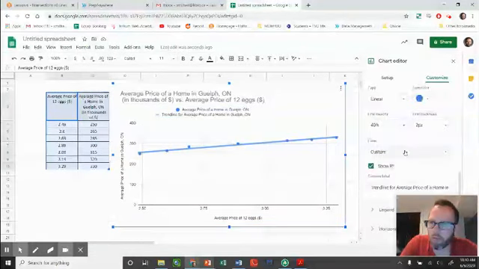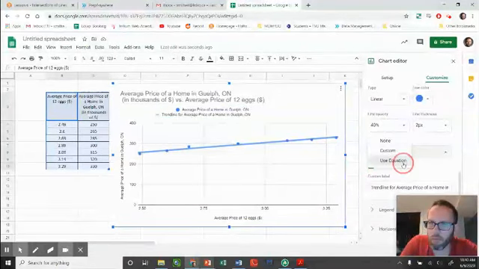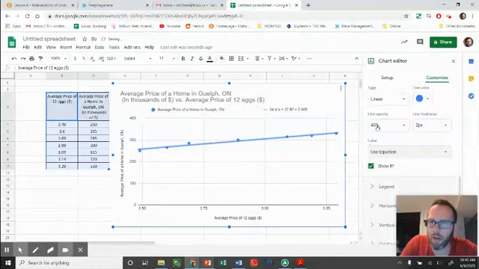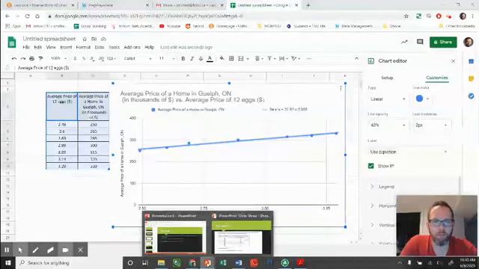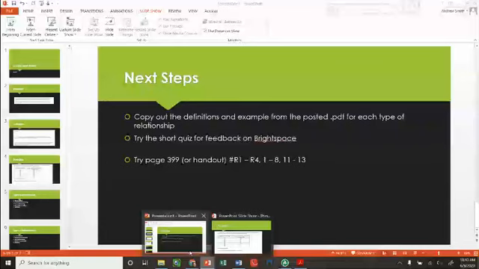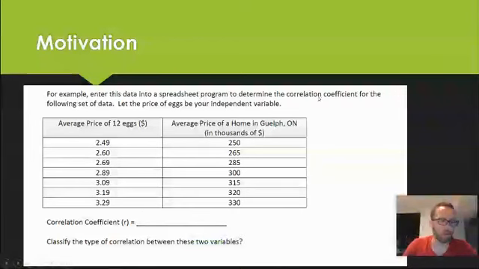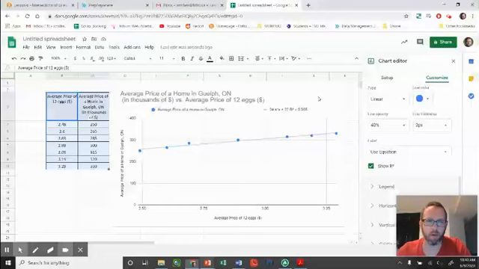Trend line. Use equation. Okay, I think you have to show the equation actually to get the R squared value. So we got our equation anyway, but there's our R squared value. So heading back to my presentation here, we got that R squared was 0.965.